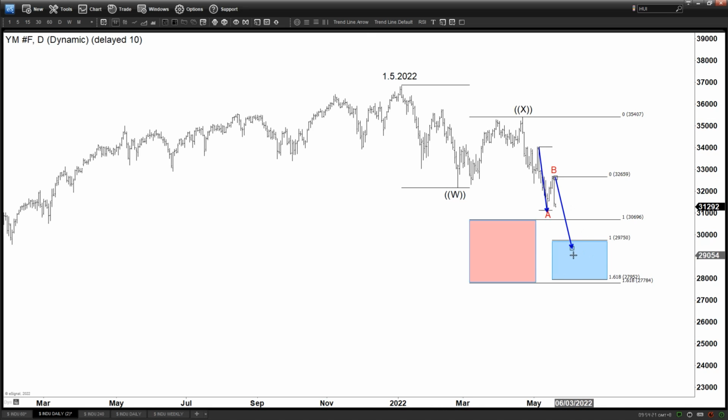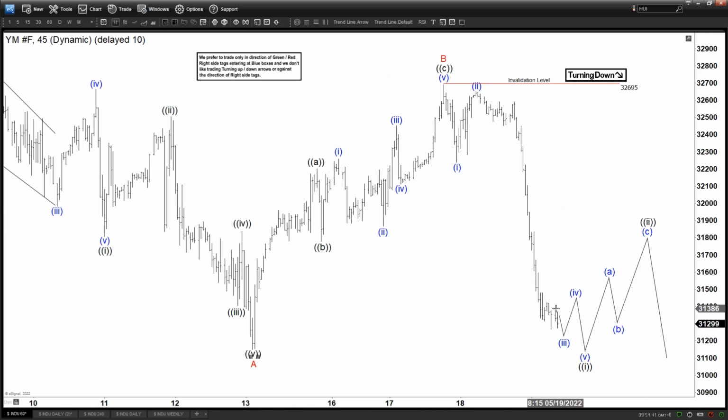Now if we go down all the way to 27,784 though, then the structure can become an impulse, right? Instead of corrective, it can become an impulse and continue to extend lower as five waves. But for now, short term, it's very simple. If you only care about short term, more downside. As long as we stay below 32,695, we're looking for more downside, possibly to retest 30,000 and possibly break below it a little bit.